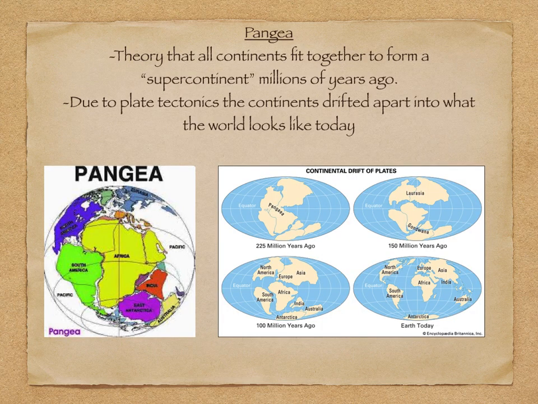Pangea is a theory that all continents do in fact fit together to form a supercontinent. This theory came about millions of years ago. Due to plate tectonics, the continents drifted apart into what the world looks like today. So on the left there you see a picture of all the continents nicely fit together. Then if you move over to the picture on the right, the continental drift of the plates, it starts with Pangea 225 million years ago, and you can see how the plates separated to get what the Earth looks like today.